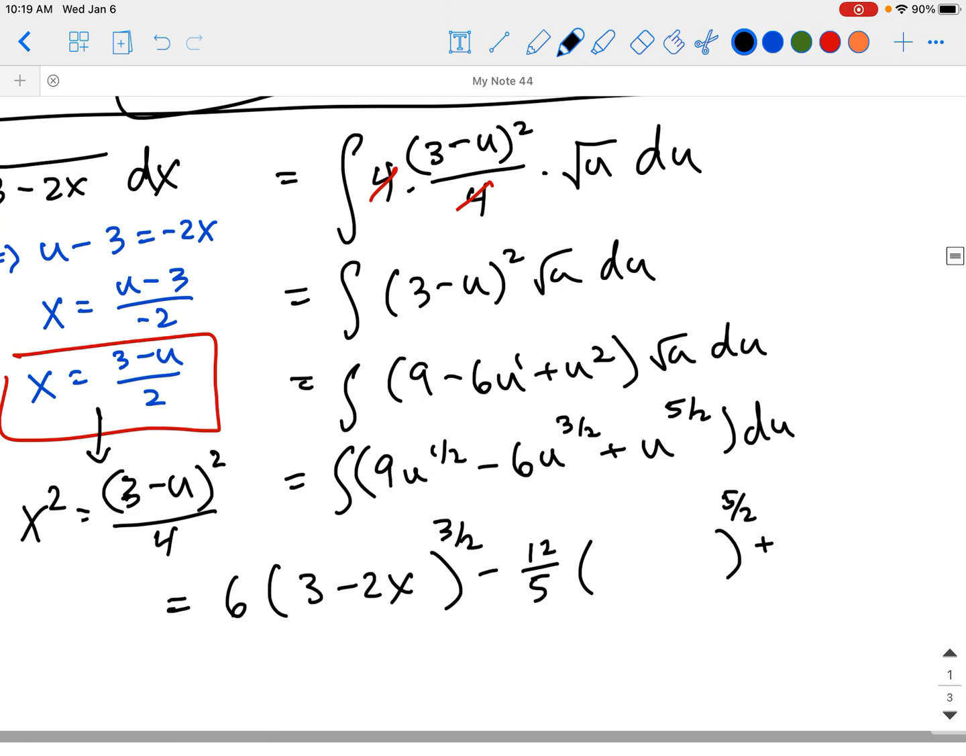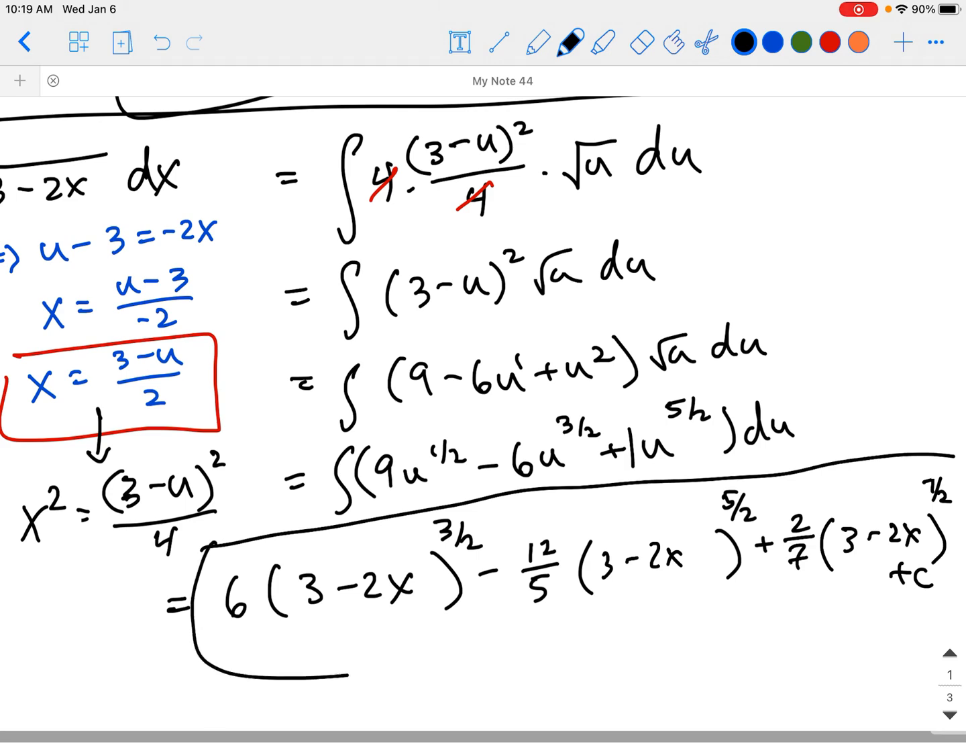I'm running out of space here, but I think we can fit it. We'll have u to the 7/2, so this will be 2/7, since the coefficient here is just 1, and that's 3 minus 2x, 3 minus 2x, plus c. Don't forget the plus c.